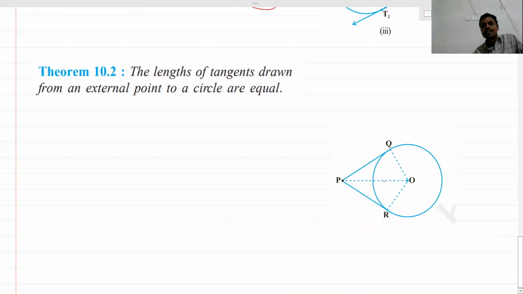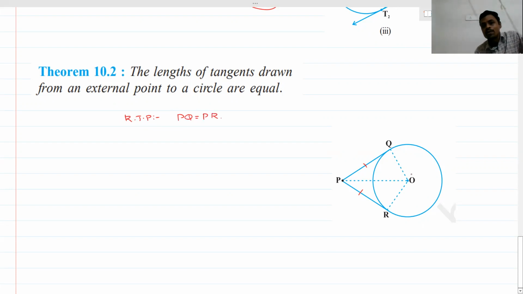Now see here. I just told you that if I draw two tangents through one external point, we get two tangents, and I am saying that these two are equal. The statement says that the lengths of the tangents drawn from an external point to the circle are equal. So PQ and PR will be equal. What do we have to prove here? PQ is equal to PR. This we have to prove.